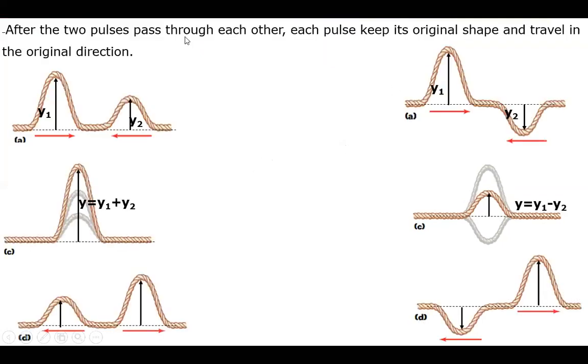After two pulses pass through each other, each pulse keeps its original shape and travels in the original direction. When they meet, they only form a resultant wave, but after that, the greater amplitude wave goes to the right and the smaller amplitude wave goes to the left. They travel their own way without changing. This is the same in constructive and destructive interference.